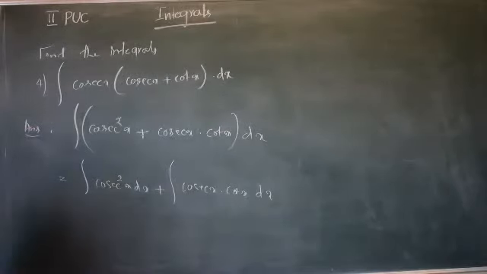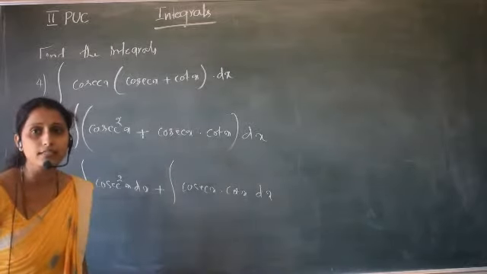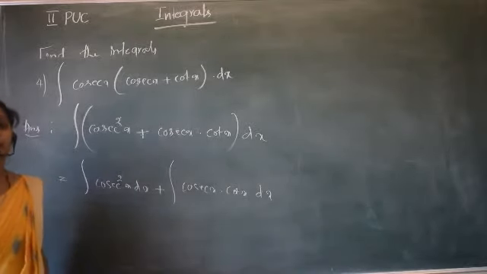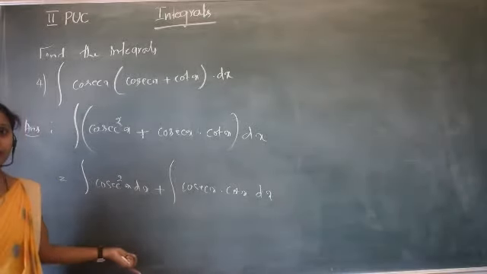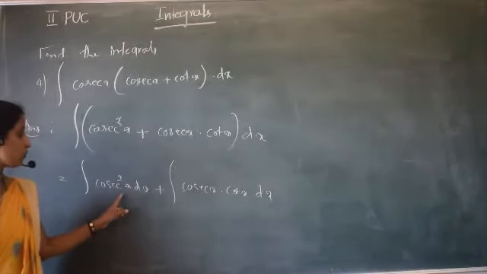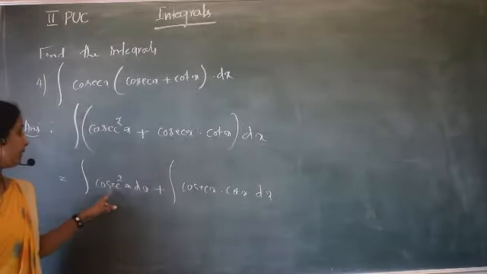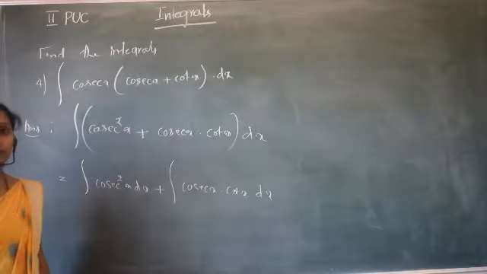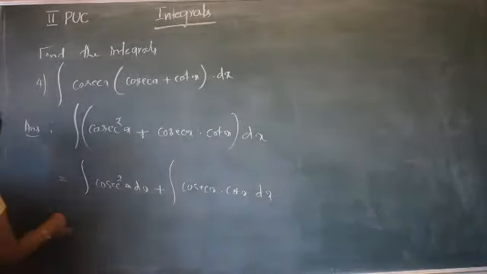So we know that the derivative of tan x is secant square x, and the derivative of cot x is minus cosec square x. Now the integral is the reverse. So what is the integral value of cosec square x? The derivative of cot x is minus cosec square x. Therefore, the integral of cosec square x will be minus cot x.